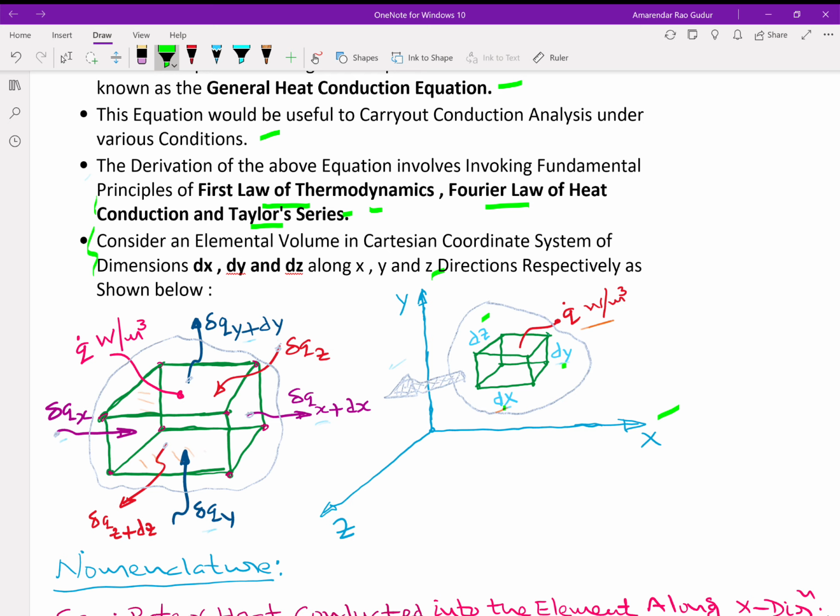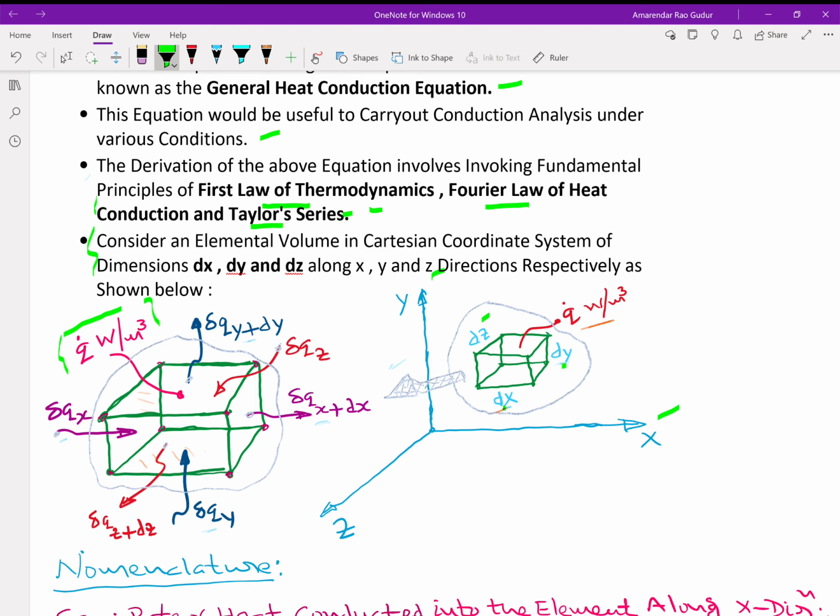And to make the situation more general, we will involve some sort of heat generation inside the element at a rate of q dot watts per meter cube. This heat may be generated because of some source inside the element. The source could be an electrical cable, it could be a combustion chamber or a furnace, and so on. And to represent all the energy quantities, let us explode this elemental volume as shown over here.